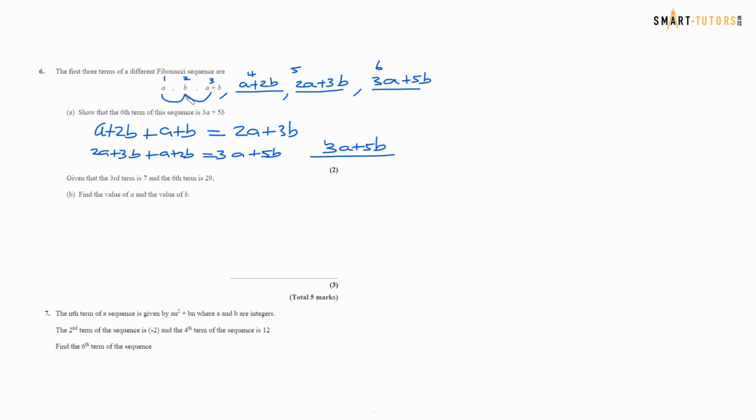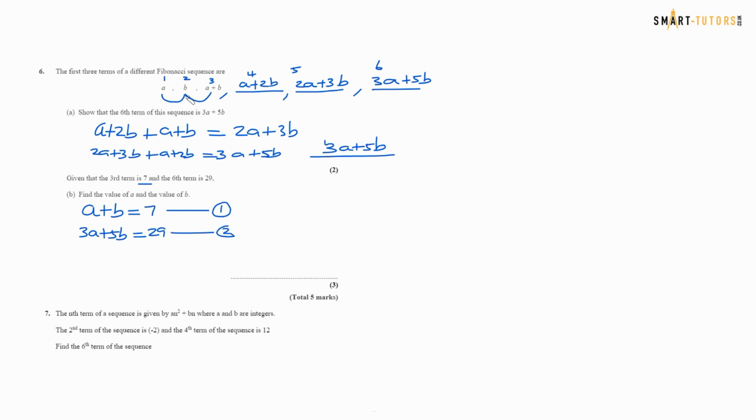Given that the 3rd term is 7 and the 6th term is 29. So 3rd term is 7 means A plus B is 7, because the 3rd term is A plus B. They have given the numeric value which is 7. That is my first equation. The 6th term, which we found now, 3A plus 5B equals 29. So this is my second equation.